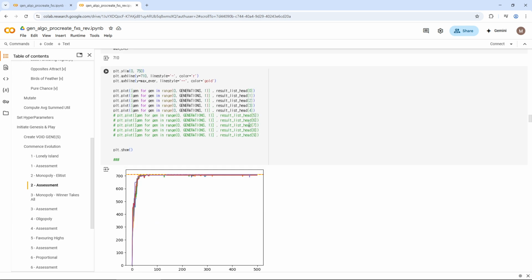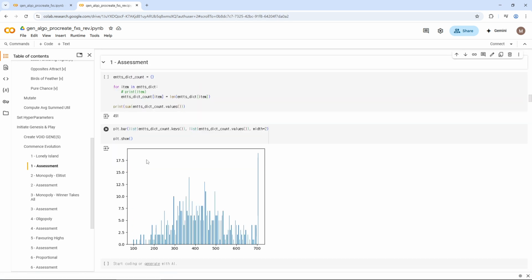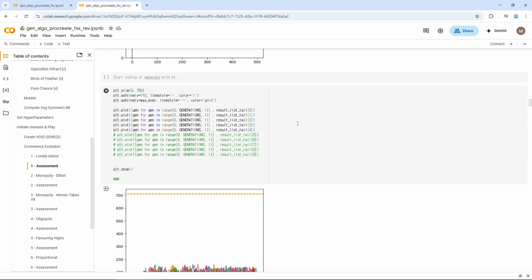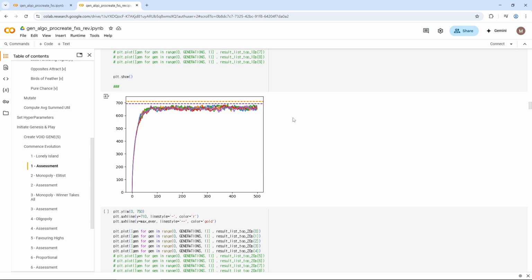But this would be due to the fact that when using Lonely Island, there are a lot of entities above the 700 mark. So when we calculate the top 10% of the entities, this is about 18 entities. Top 10% of 700 is 70 entities. So these entities take a considerable portion of the top 10%, and hence the higher summed utility value, higher average of summed utility values.